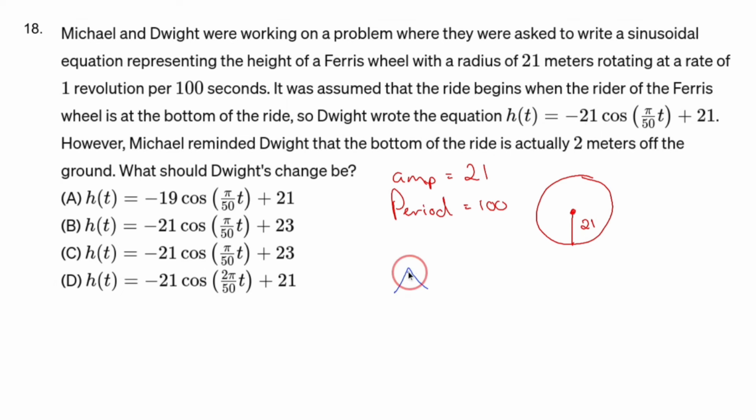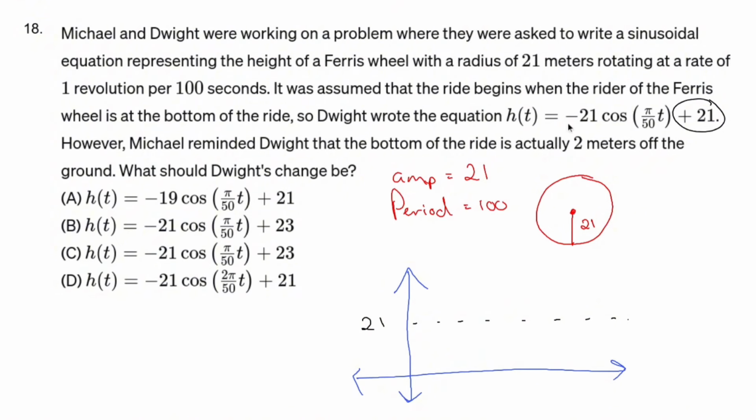Now let's see what that looks like. Okay, let's see the picture that Dwight came up with. Let's see if there's any issues. All right, so midline 21. Negative 21 cosine gives us that amplitude of 21. So we're up here at 42, and down here at 0. Negative cosine is actually right here.